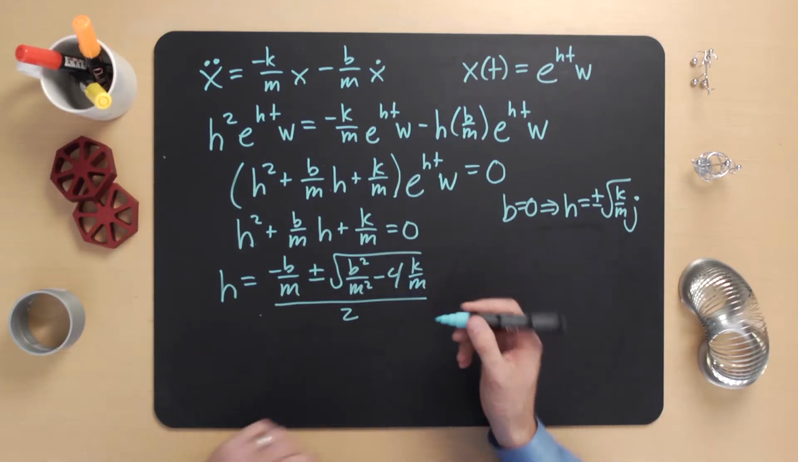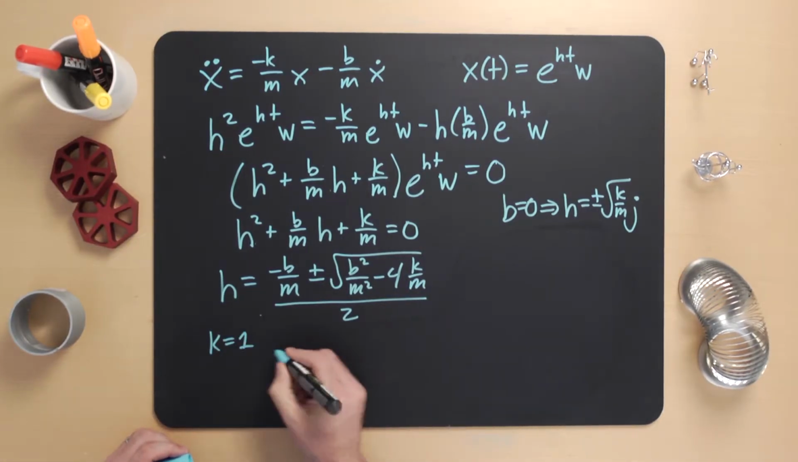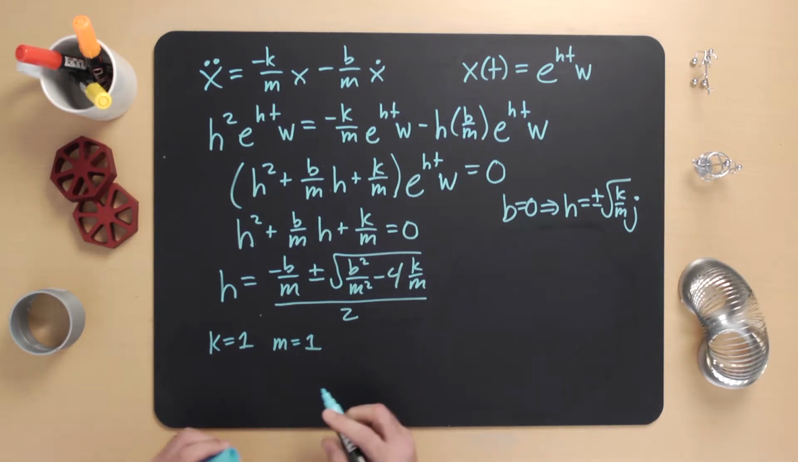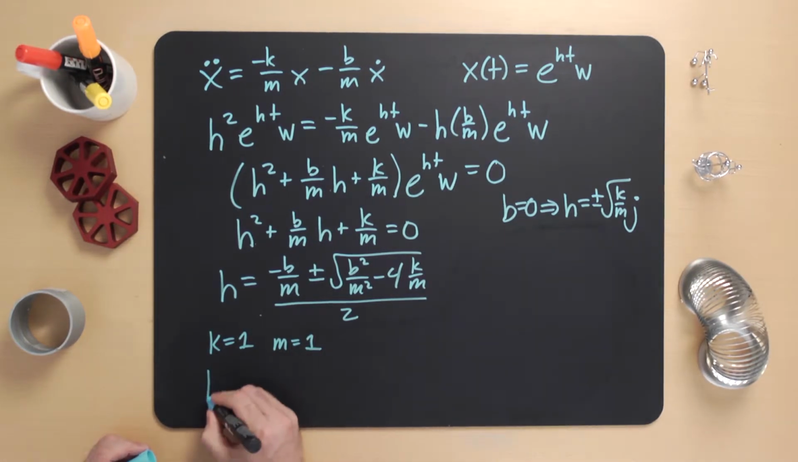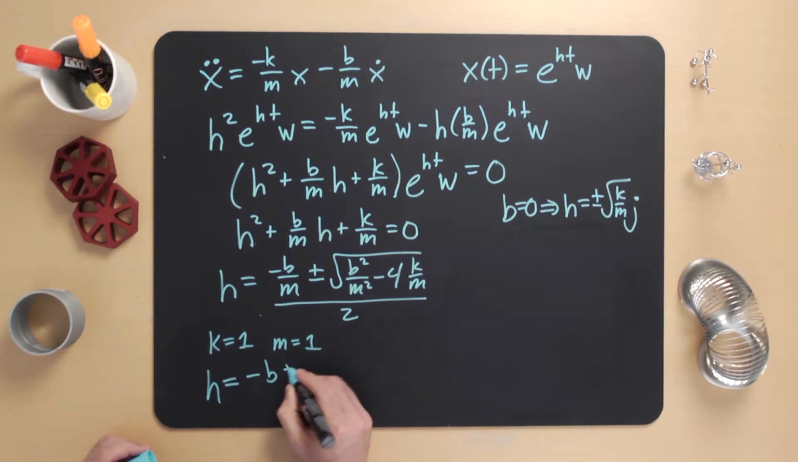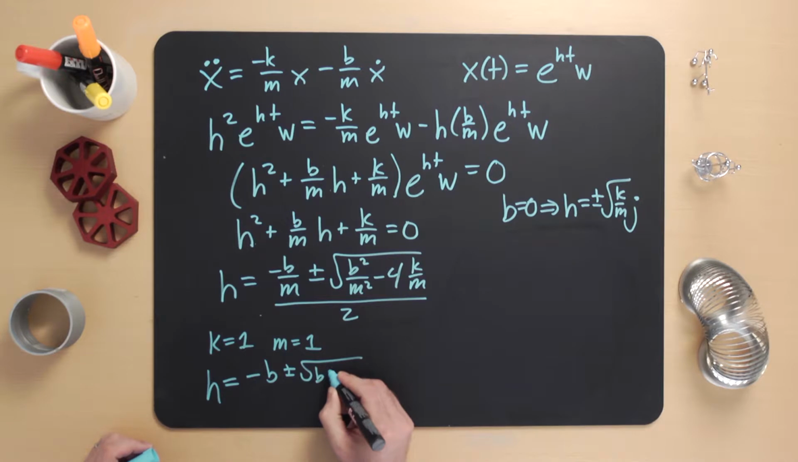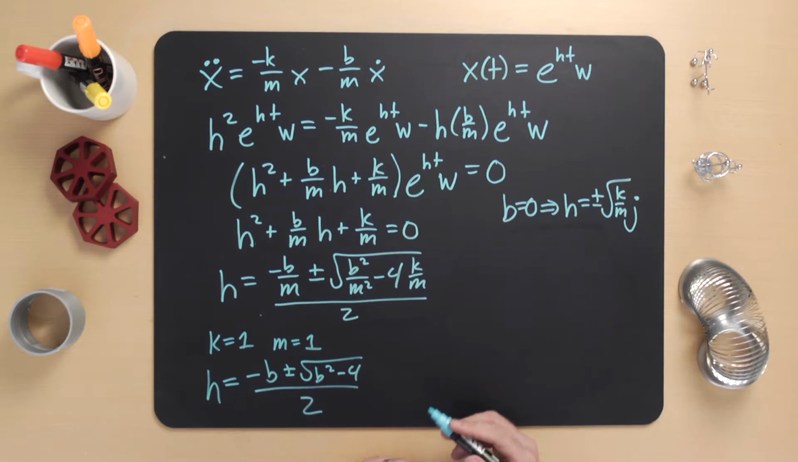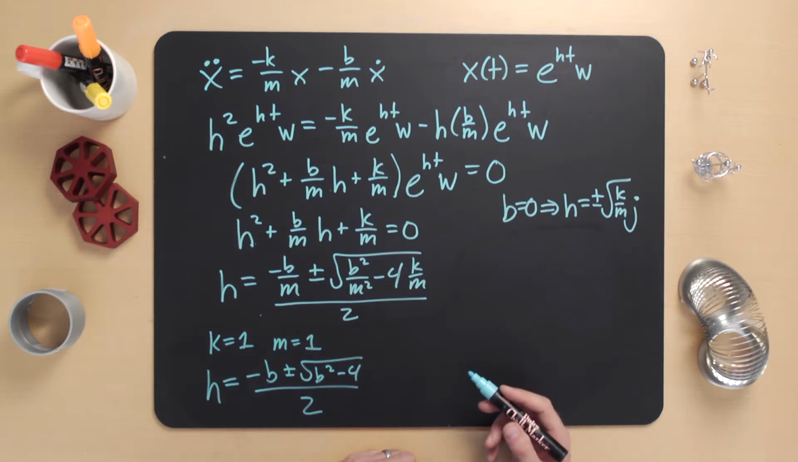Let's set k equal to 1 and m equal to 1. Then we get h is equal to minus b plus or minus the square root of b squared minus 4, all over 2. If b is greater than or equal to 2, then h has no imaginary values because the term in the square root is positive. When h does not have an imaginary number, the system is called overdamped because it will not experience any oscillation at all. If b is less than 2, then h will have imaginary values because the term in the square root is negative. When h does have an imaginary component, the system is called underdamped.